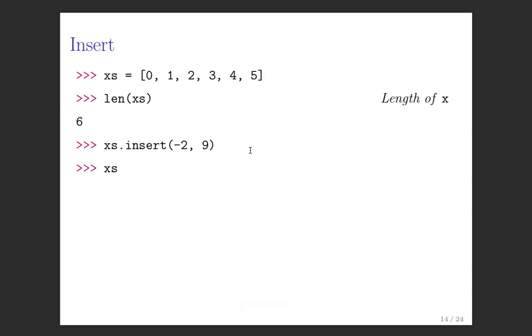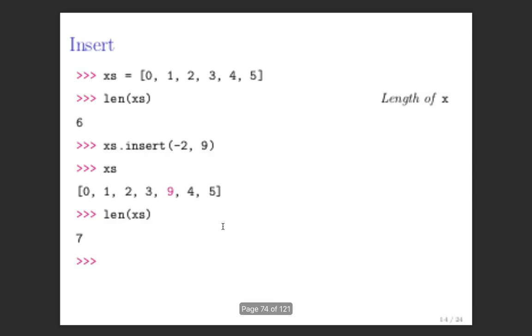Well, what's going to be the length of my new list? 7. So this is going to insert 9 at the -2 position, which is -1, -2. So that 4 should be to the right of 9, and there should be a 9 to the right of 3. There we go. So this is now at the -3 position after you've mutated the list. If I ask for the length here, we can see that the length is increased by 1.